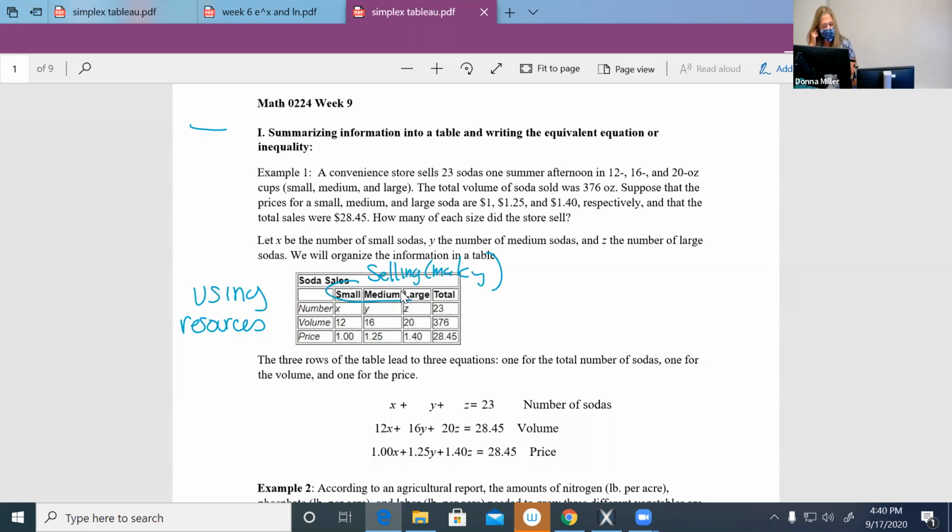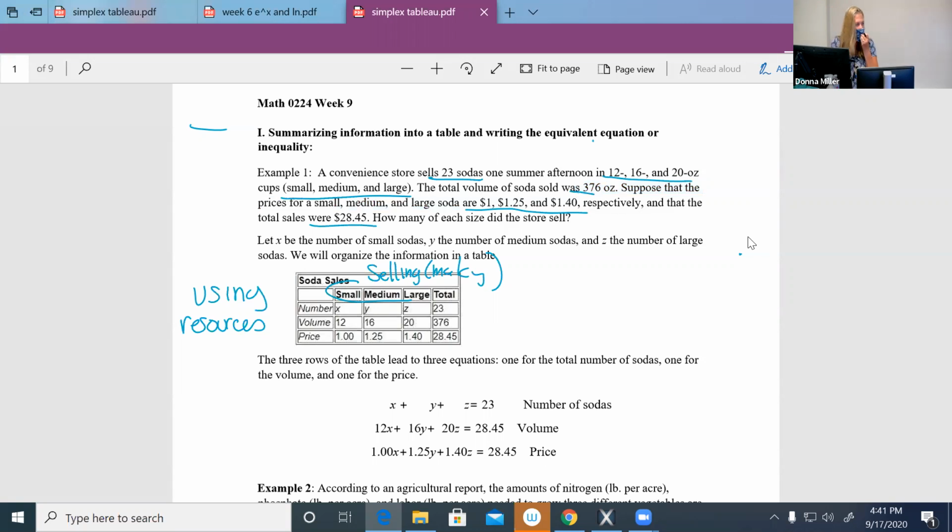All right, so it says a convenience store sells 23 sodas one afternoon in 12, 16, and 20 ounce. I'm going to underline that. Small, medium, and large. The total volume of soda sold was 376 ounces. And they give you the prices for small, medium, and large. So it's prices and total sales.